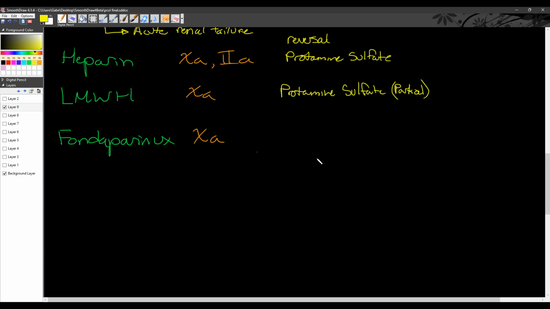And then finally, what is our reversal agent for fondaparinux? Officially, it's something called APCC, which is activated prothrombin complex. So essentially what we're doing is we're giving factor 2A. So we're bypassing the inhibition of 10 by just giving 2 is the way to do it. All right.